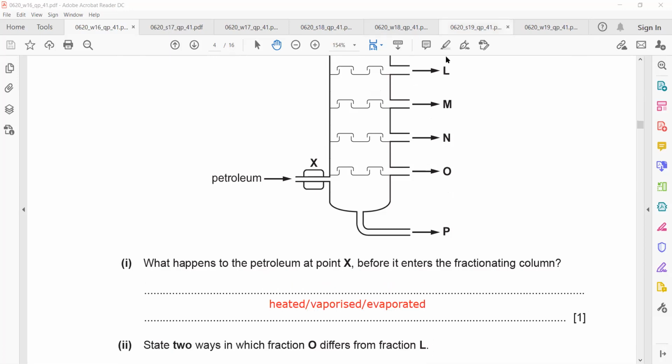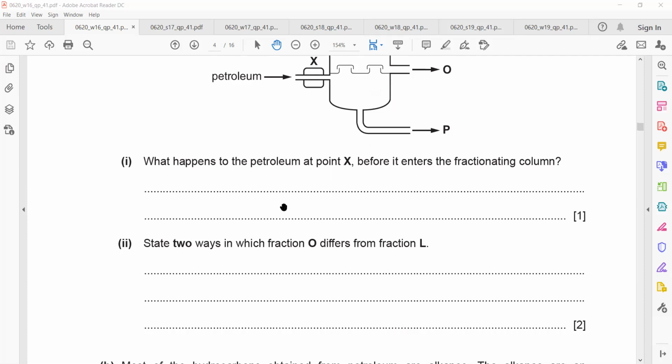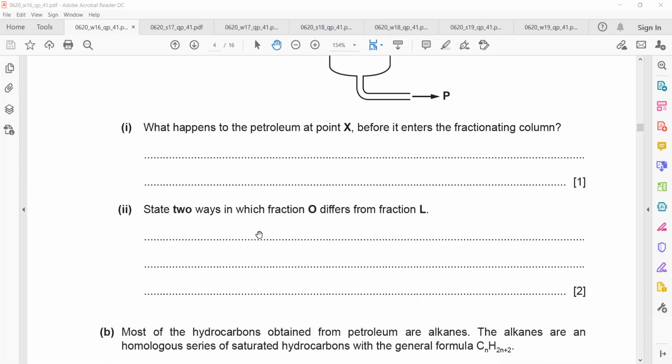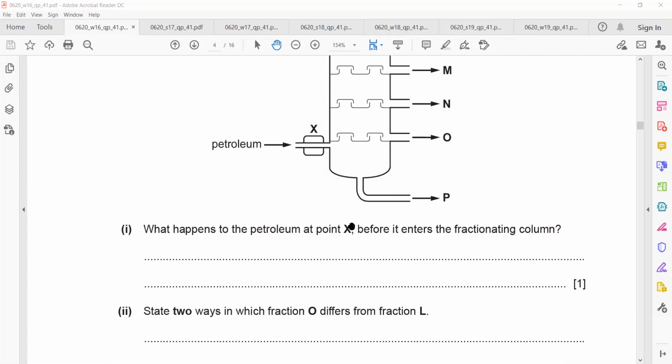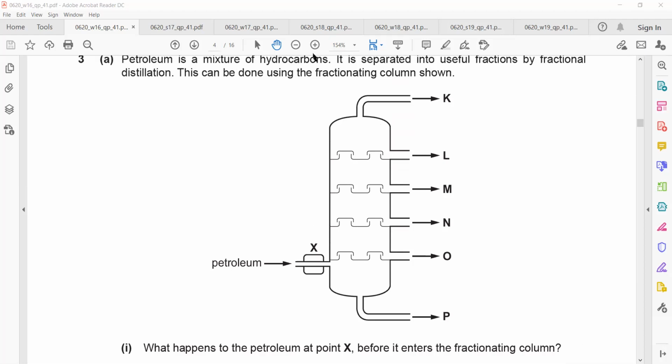The next part: state two ways in which fraction O differs from fraction L. So O and L, what will be the difference? O will be darker, that is one, that's right. The boiling point will be different; you should mention which one has the higher boiling point. O is more viscous, O is less volatile, L is more volatile.